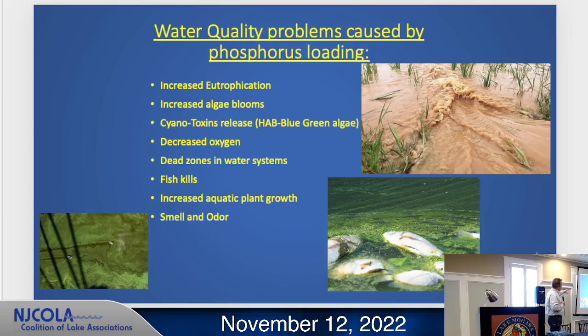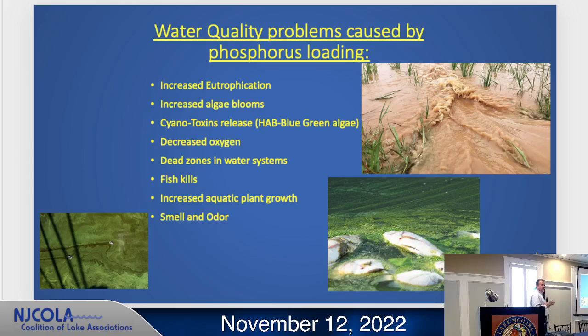So when we have these large amounts of phosphorus loading into the system, obviously these are the type of things that we start to see, and I'm sure you have seen these increase in your lakes. I don't know too many people who have not, but we're seeing an increase in your trophic state or your productivity.